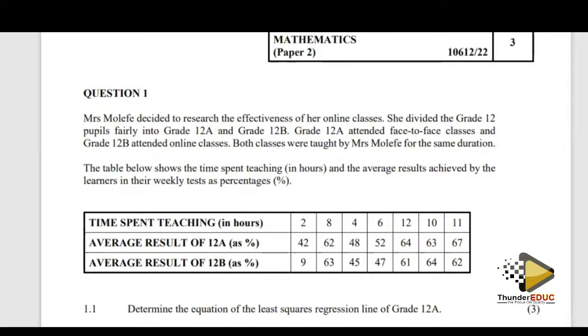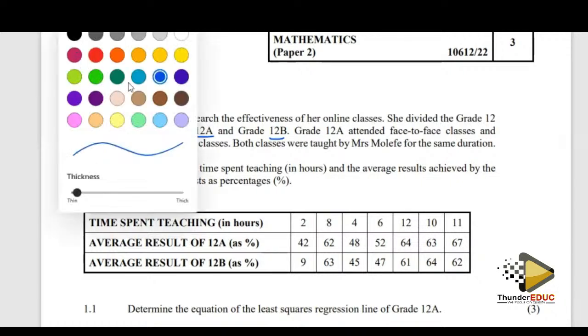P.2, it's usually statistics. And they're telling us that Miss Murphy decided to research the effectiveness of her online classes. And then she divided the 12 pupils fairly into 12A and 12B. So 12A attended face-to-face classes, and then 12B attended the online classes. Then both classes were taught by the same person over the same period of time.